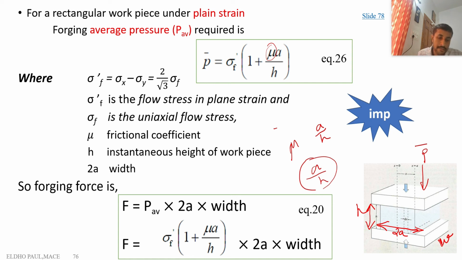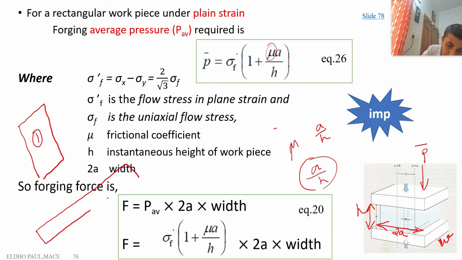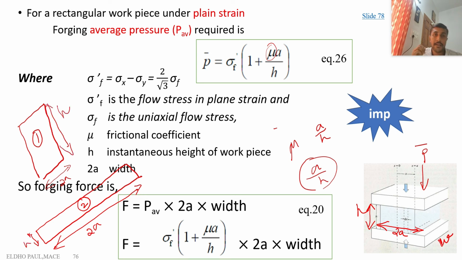Then my question: I have a workpiece 1 and another workpiece 2. Which one requires higher pressure, workpiece 1 or workpiece 2? This is 2a, here this is 2a. This is h, this is h. Which one requires higher pressure for the deformation, workpiece 1 or workpiece 2?